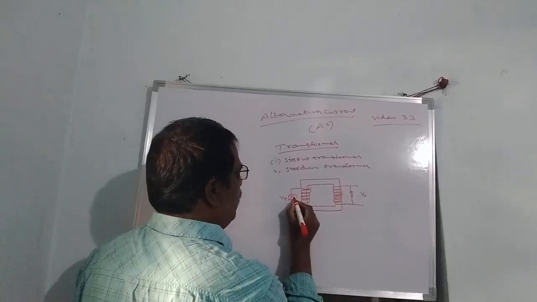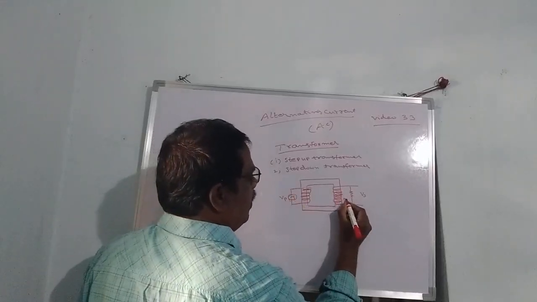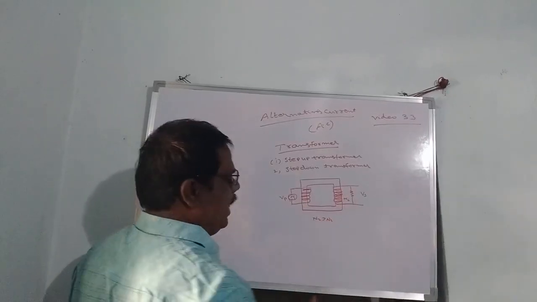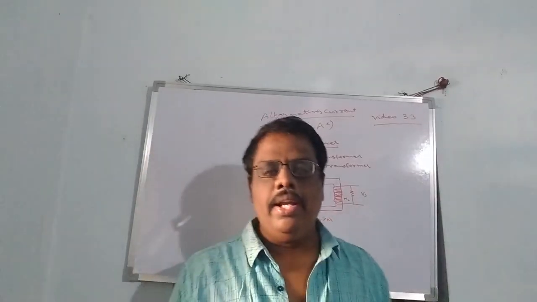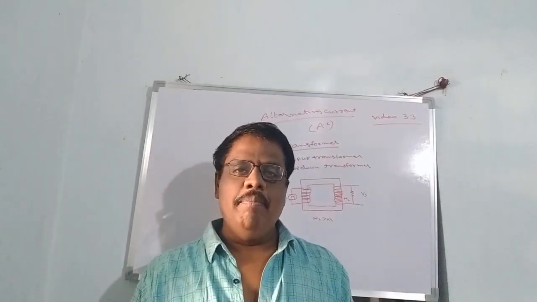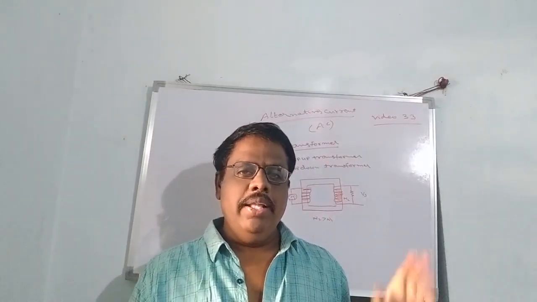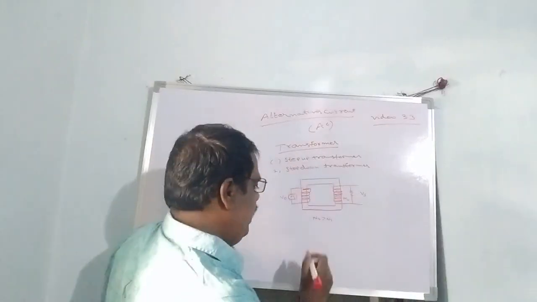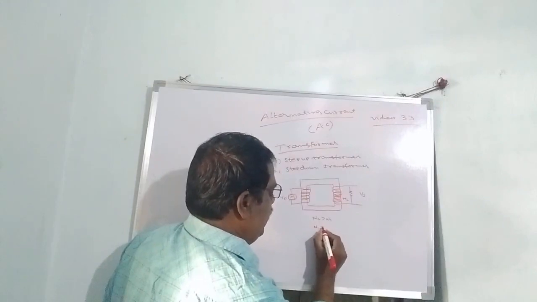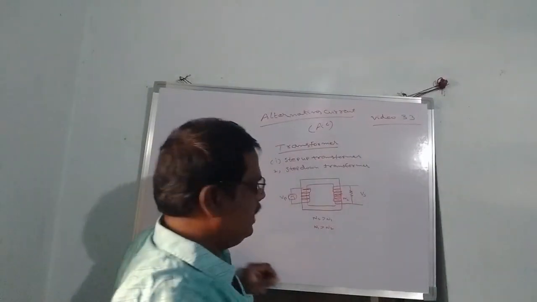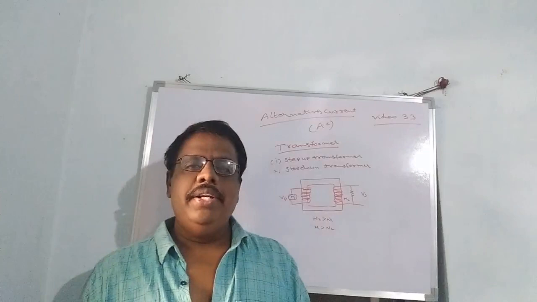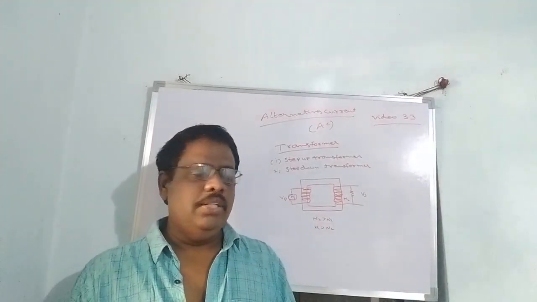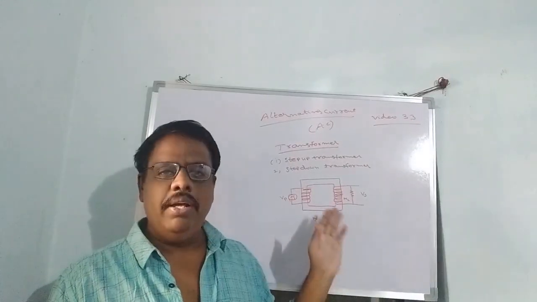If the number of turns in the primary is N1, the number of turns in the secondary is N2. If N2 is greater than N1, that means the number of turns in the secondary coil is greater than the number of turns in the primary coil, that will be a step up transformer. Suppose the number of turns in the primary is greater than the number of turns in the secondary, it will be a step down transformer. There are two types of transformers. So it works on the principle of mutual inductance.